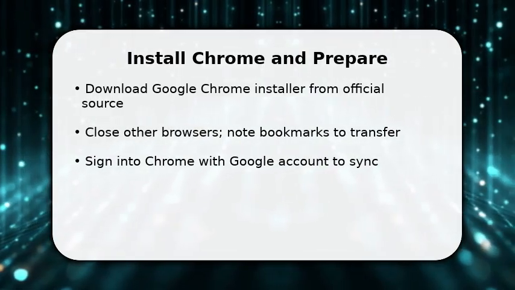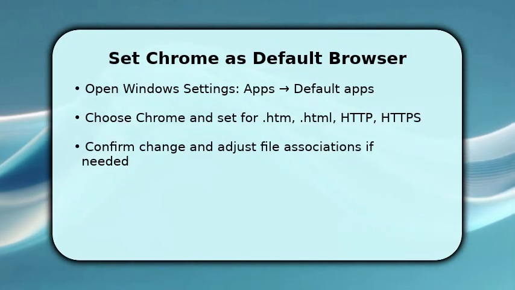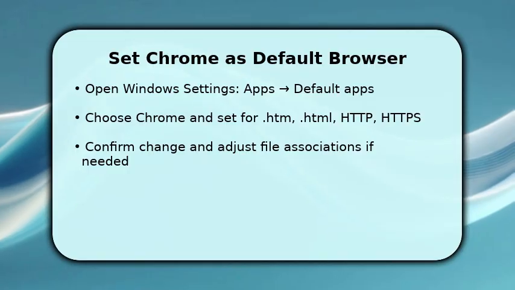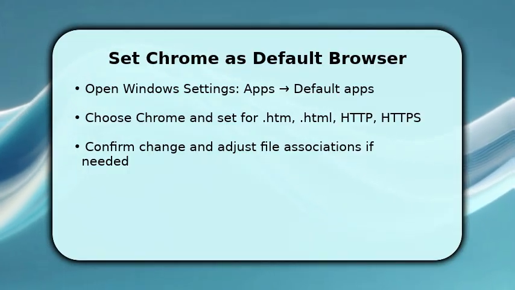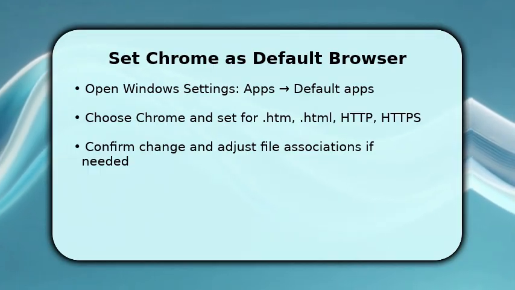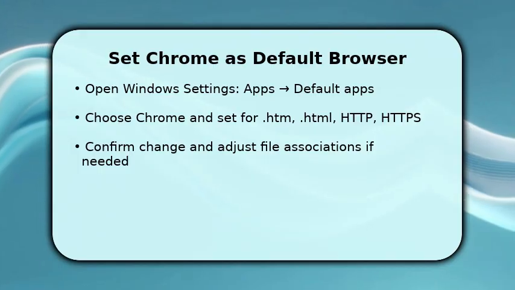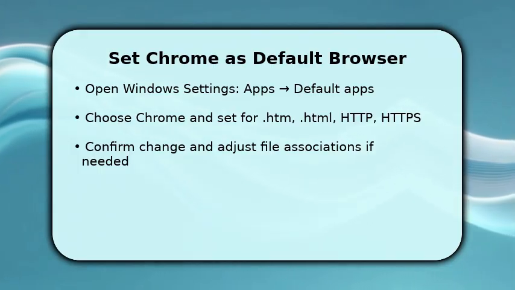You now change default app associations. Open Windows settings and go to Apps, then Default Apps. Once there, click Google Chrome and set it as default for web protocols like HTTP and HTTPS and file types like HTML and HTM. Make sure to change Mailto or other web-related handlers if Chrome extensions will use them.